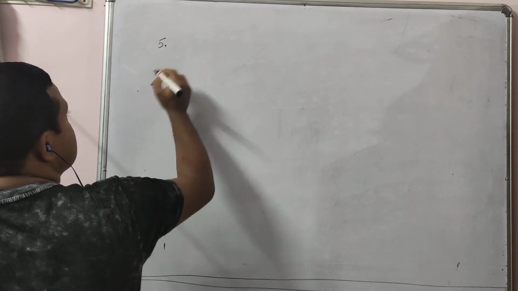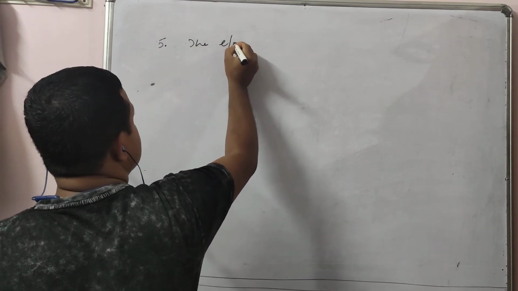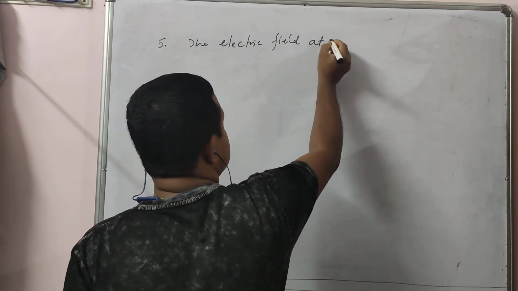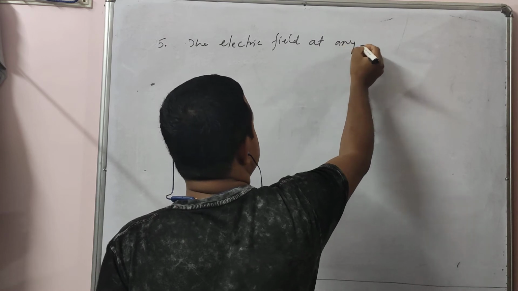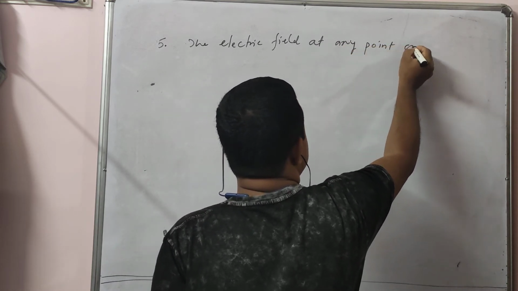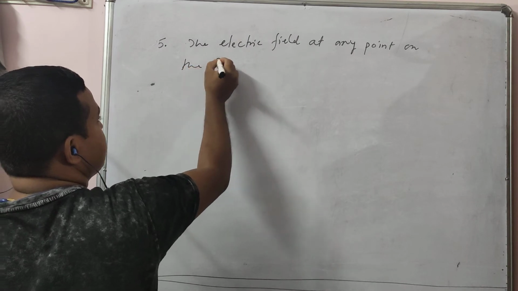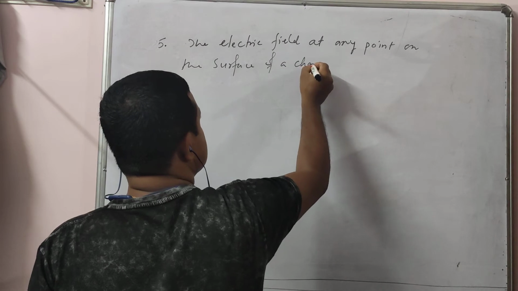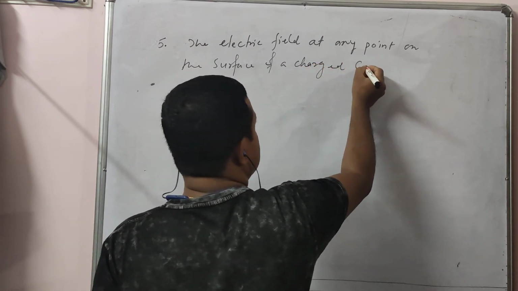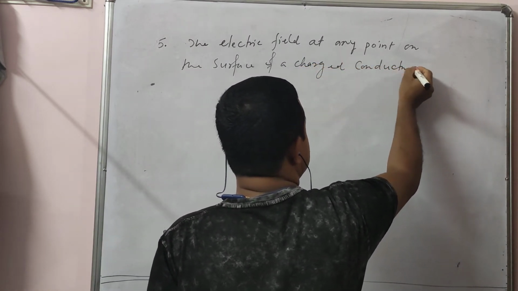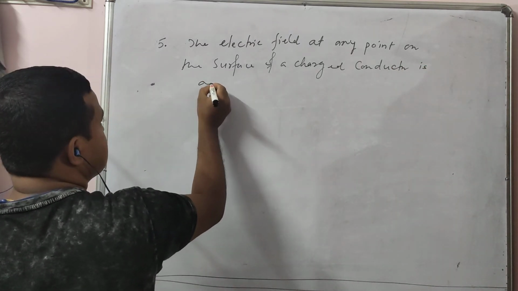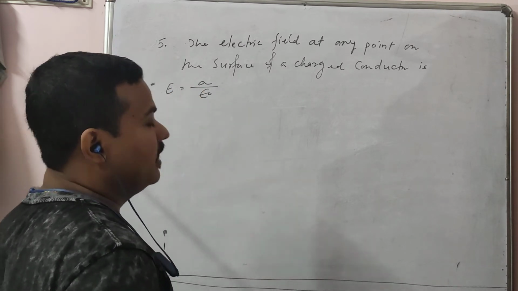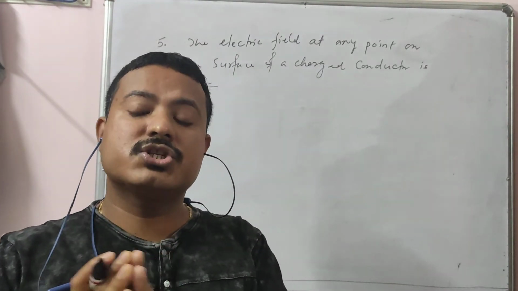Fifth property: the electric field at any point on the surface of a charged conductor is sigma by epsilon. So the electric field at any point on the surface of a charged conductor is sigma by epsilon.